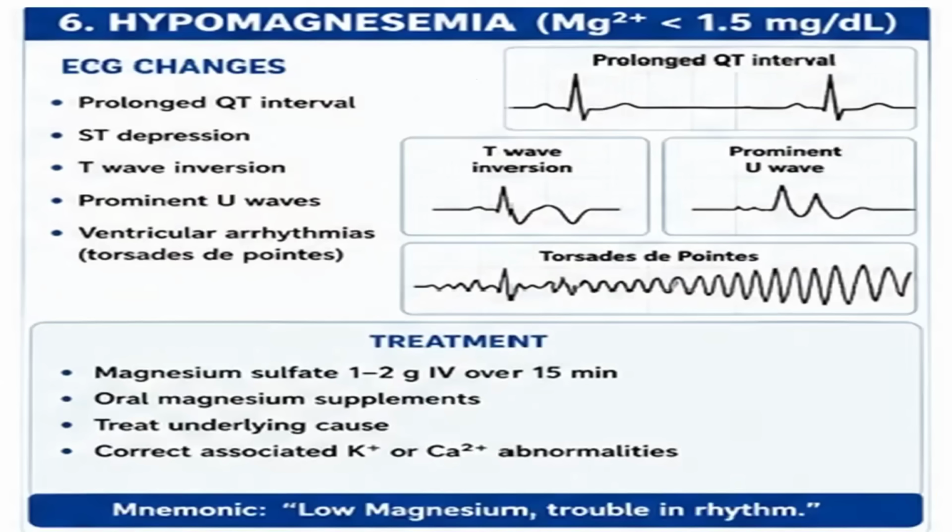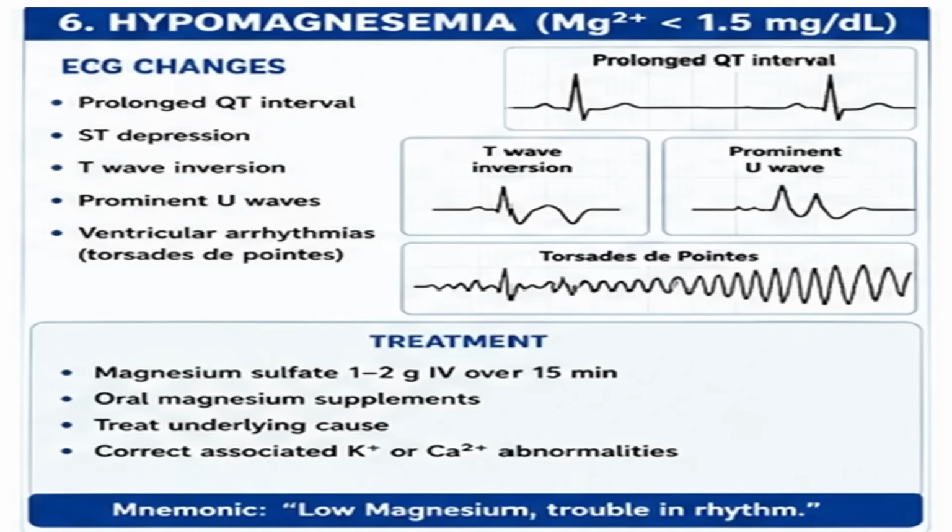Low magnesium is an important cause of ventricular arrhythmias. The ECG may show prolonged QT interval, T-wave inversions, ST depression, and prominent U wave. One of the most feared complications is torsade de pointes. Remember, low magnesium causes rhythm trouble.